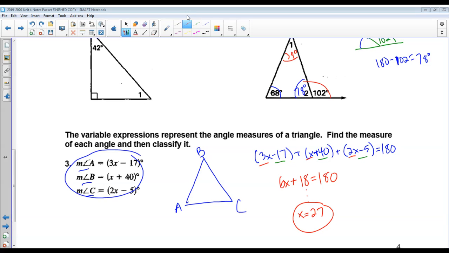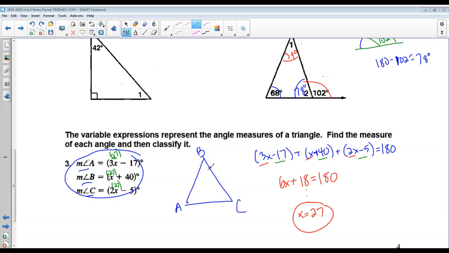All right, so now being careful to answer the actual question, to find the measure of each angle and classify the triangle, just be careful. They want us to go back in and substitute 27 in for all my x's. I know I'm going quickly through here. If you want to work through this on your own, you can pause the video now and try it out, if you just wanted to check yourself.